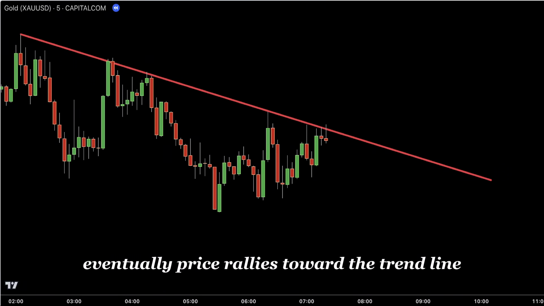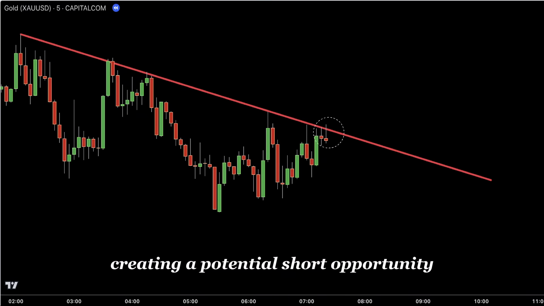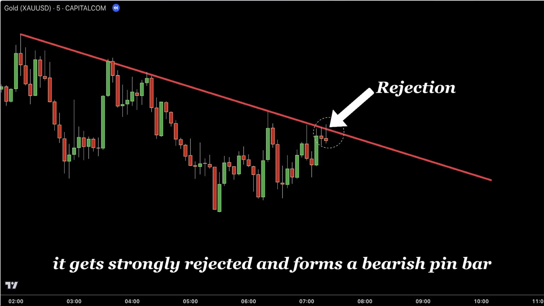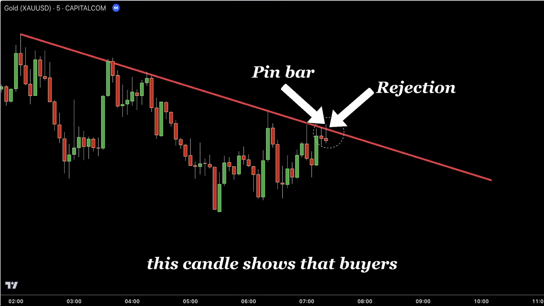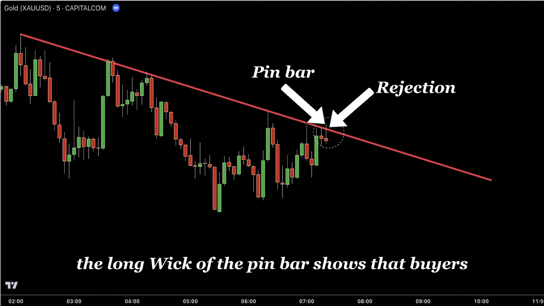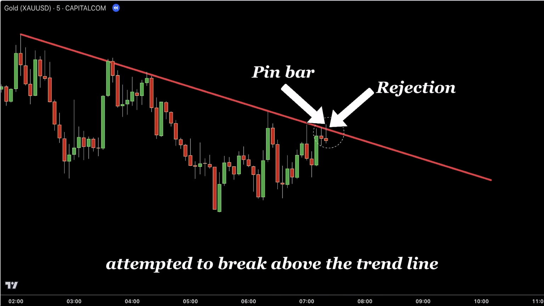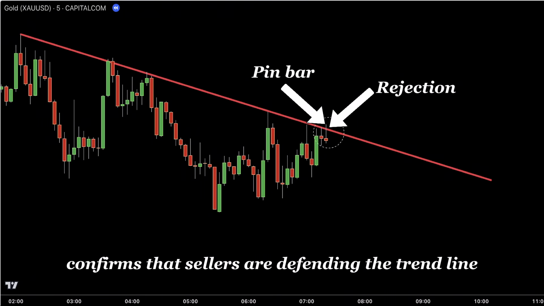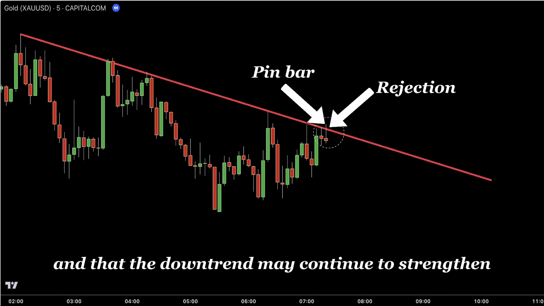Eventually, price rallies toward the trend line, creating a potential short opportunity. When price reaches the trend line, it gets strongly rejected and forms a bearish pin bar. This candle shows that buyers tried to push the market higher but failed. The long wick of the pin bar shows that buyers attempted to break above the trend line. However, sellers quickly stepped in and pushed price back down. This rejection confirms that sellers are defending the trend line and that the downtrend may continue.